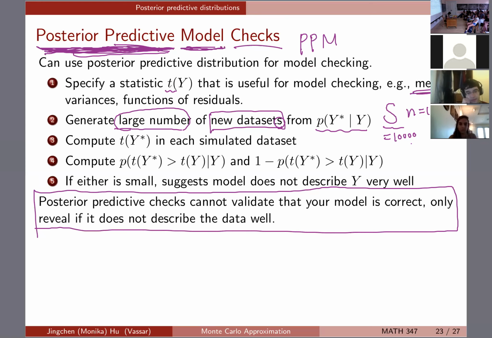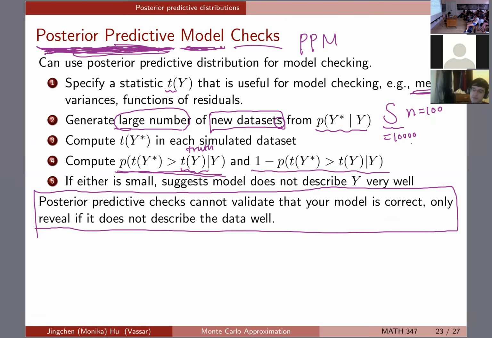Number 3, you're going to compute the mean in each of the simulated data sets. Then number 4, this is pretty standard practice, but I want to explain a little bit more. So this is the truth, right? We have the true data set Y, and T(Y) will just be the statistic from that true, the only data set that we have, the sample that we have. So in this case, it will be the sample mean.